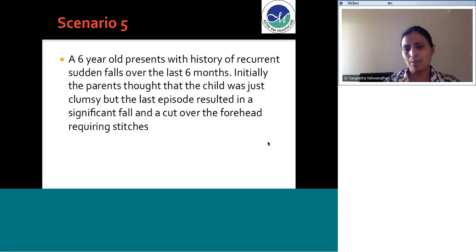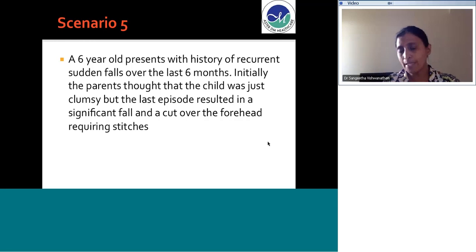Initially, the parents thought the child was just clumsy, but the last episode resulted in a significant fall and a cut over the forehead, requiring some sutures. So what do you think? These are significant sudden falls, and it's a relatively young child.